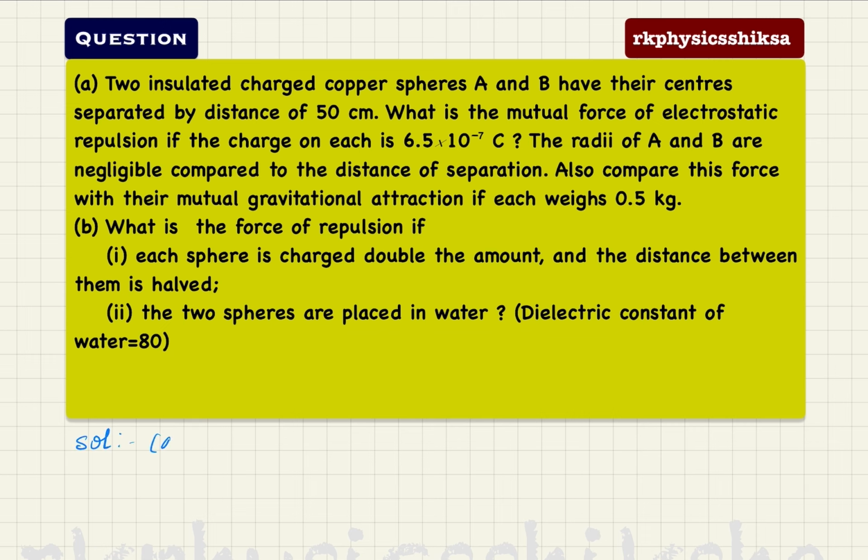So, the solution for A. First of all, we'll write the data: Q1 is equal to Q2, the same charge, which is 6.5 into 10 to the power of minus 7 coulomb. And we have the distance between the two spheres, which is R. We are given 50 centimeters, which is converted into meters, 0.50 meters.